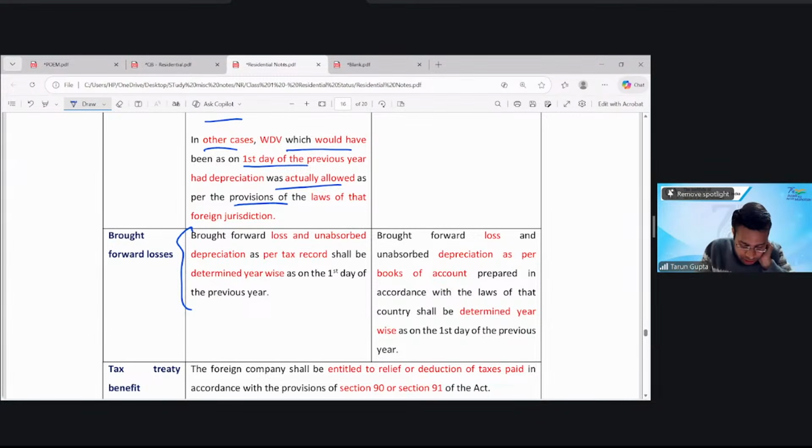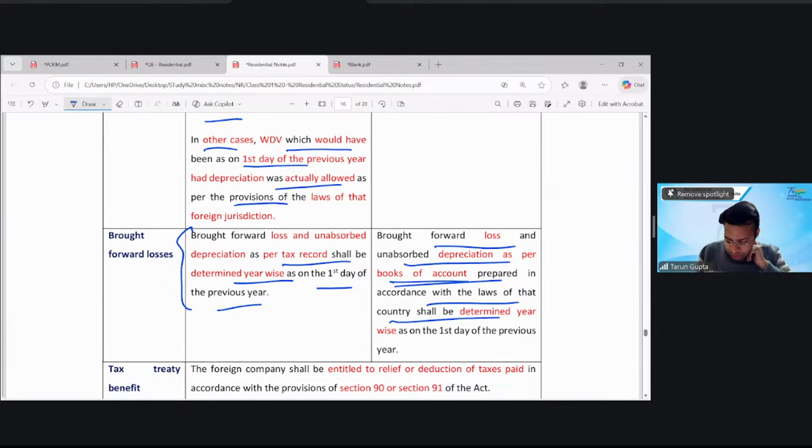Going forward, loss and amount of depreciation as per tax record shall be determined year-wise as on the first day of the previous year. But if the foreign company is not taxable in its country, then loss as per books of account. Brought forward loss and unabsorbed depreciation as per books of account prepared in accordance with the laws of that country shall be determined year-wise as on the first day of the previous year. Why year-wise? Because I have to see the 8 years from the year in which the losses actually originated, not from the year in which the company constitutes a POEM in India. Okay.